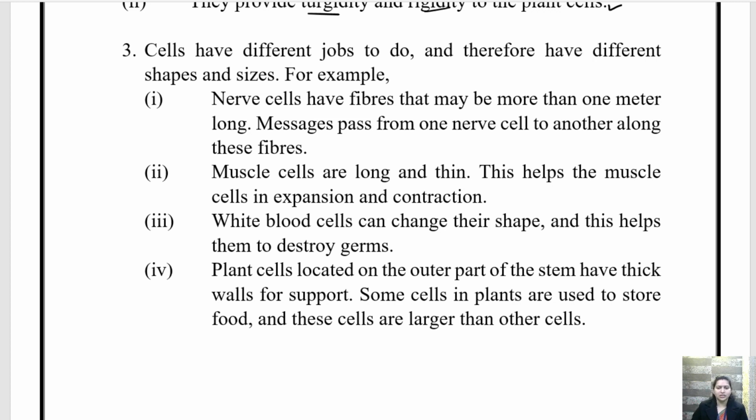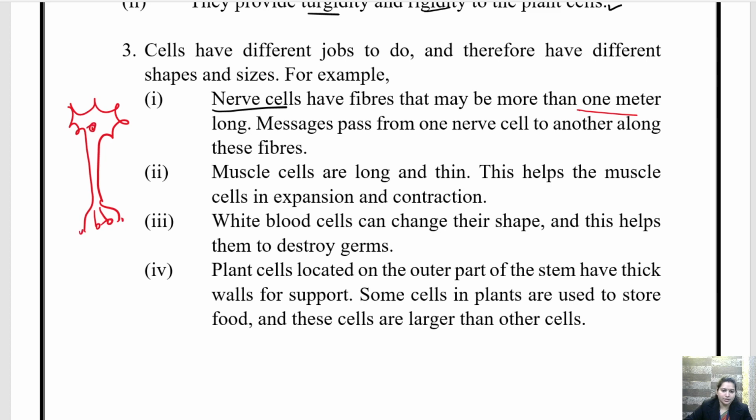Okay, so let's see. Starting with the nerve cell. So nerve cell have fibers that may be more than 1 meter long. Okay, they have a fiber that is more than 1 meter long. So this is the structure of a nerve cell.